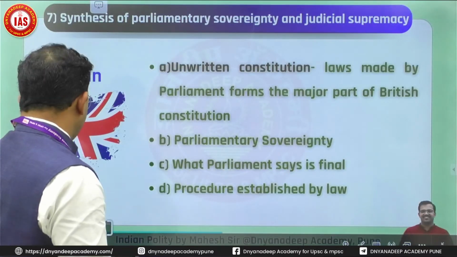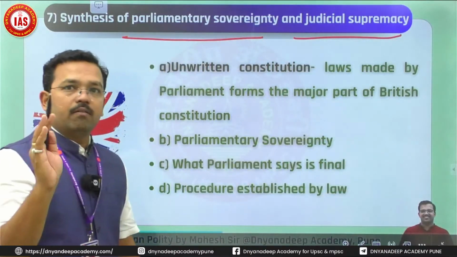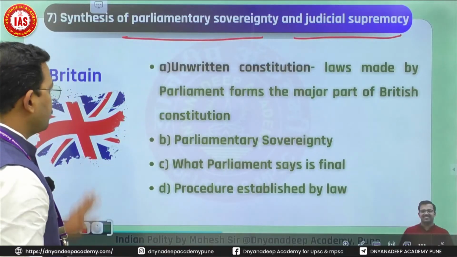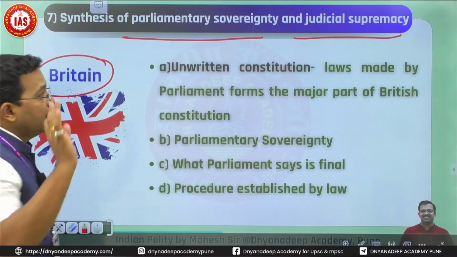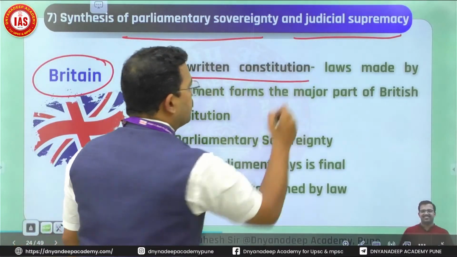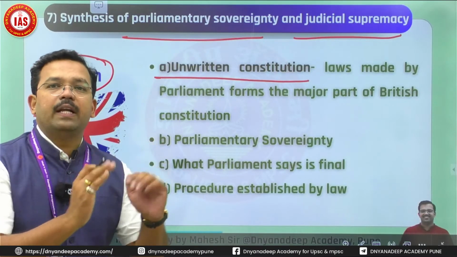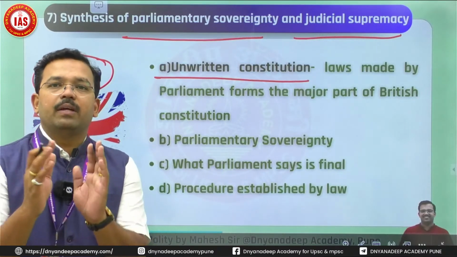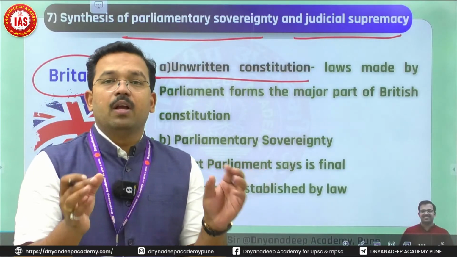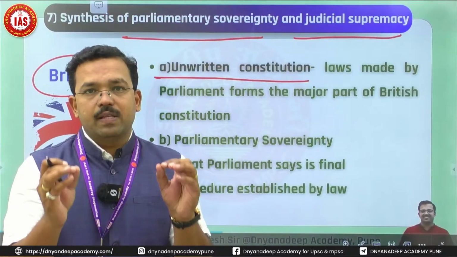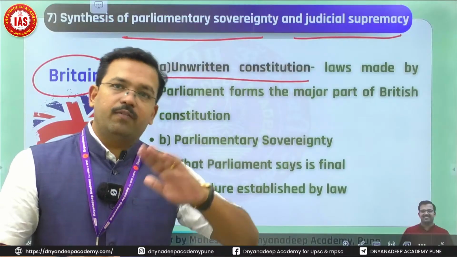Now here we have a synthesis of parliamentary sovereignty and judicial supremacy. Why? I will just repeat it over here. Let's think about Britain. In Britain, do they have a constitution? Remember, Britain has a constitution, but it is not written. Like in India, we have the Constitution of India. In America, we have the Constitution of America. We have two separate books, one for India and one for America. But Britain does not have a separate book. There is no separate book which can be called the Constitution of Britain.